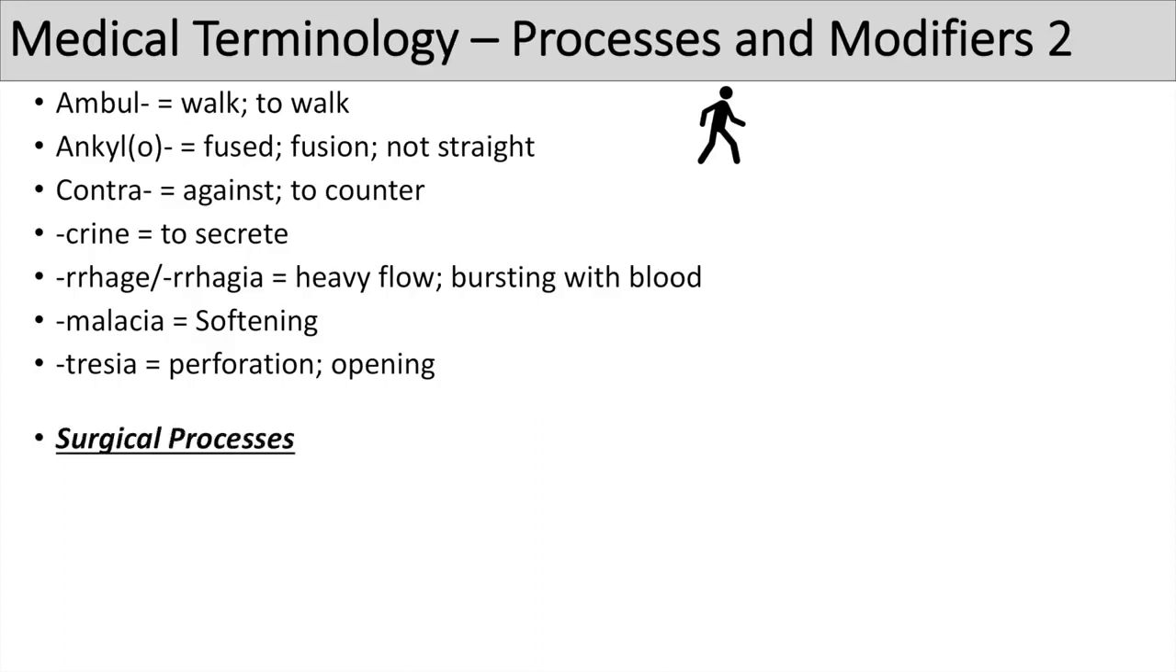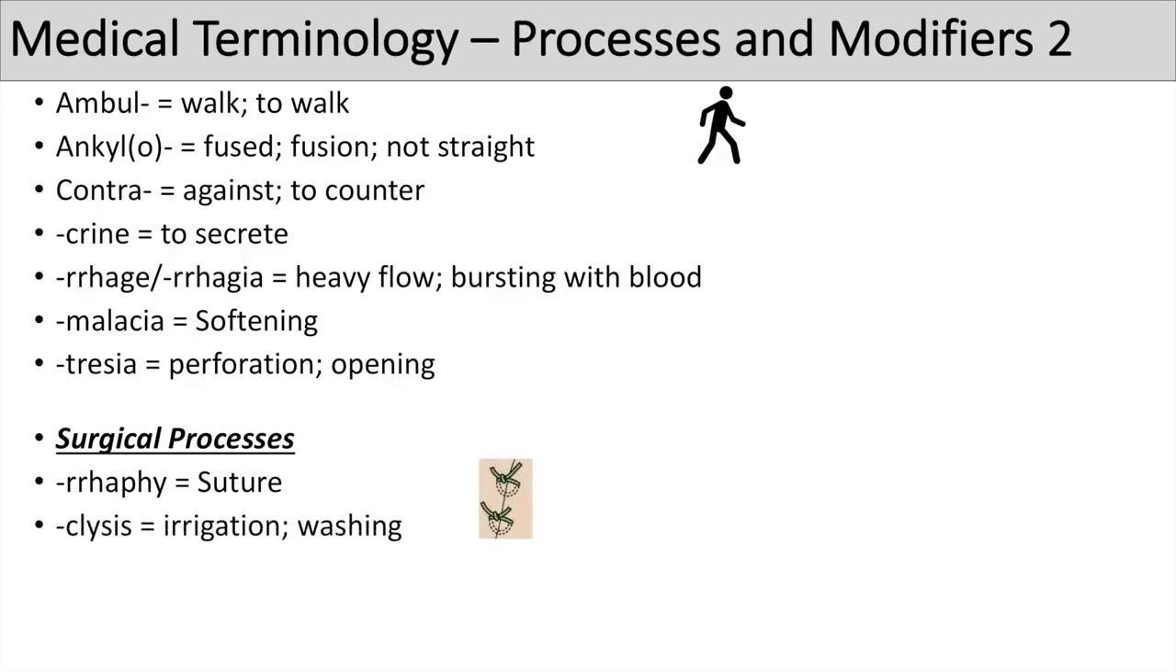Now we're also going to talk some more about surgical processes. These are always important to know. So the suffix raphy means suture. The suffix klysis means irrigation or washing. The suffix desis means surgical union or surgical fixation.